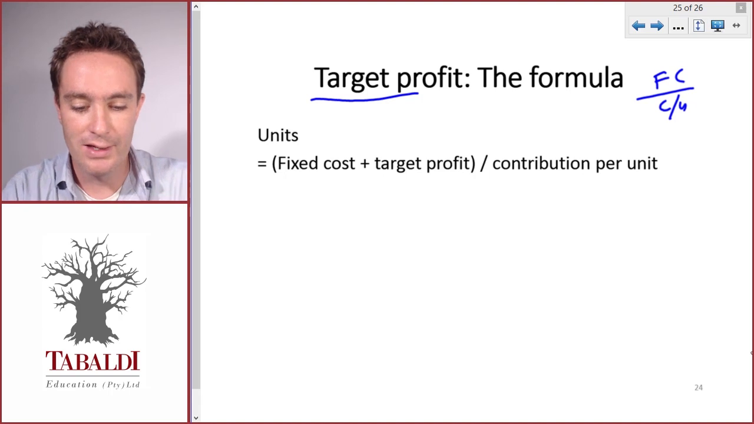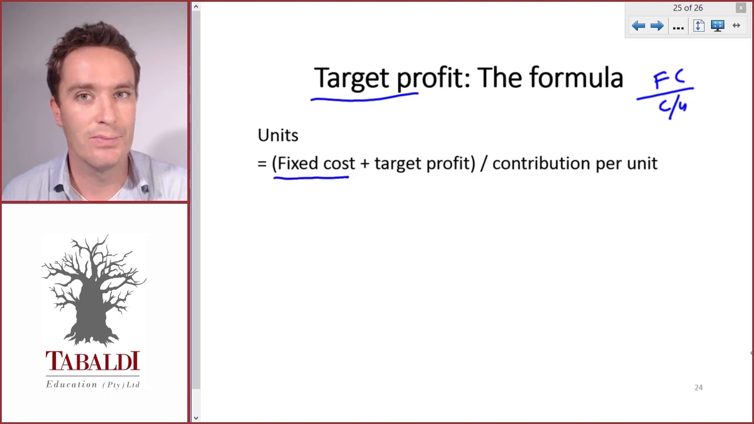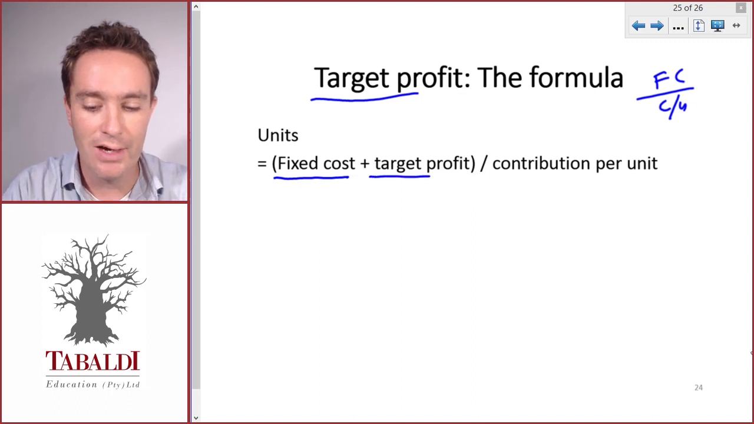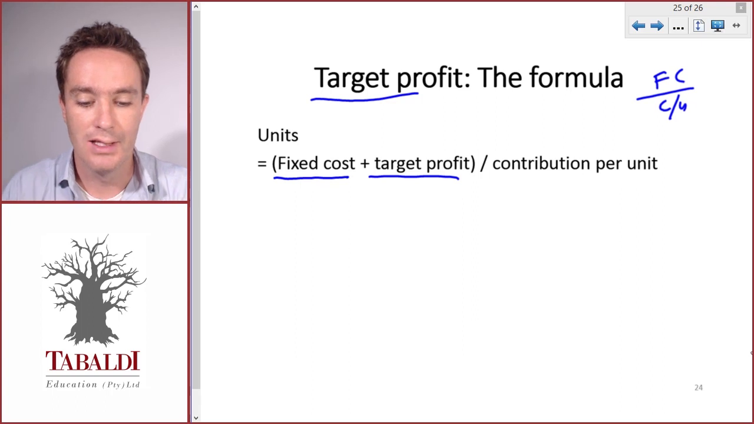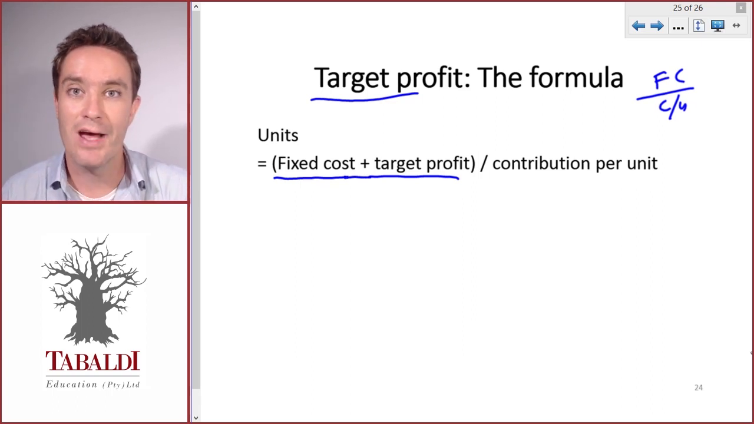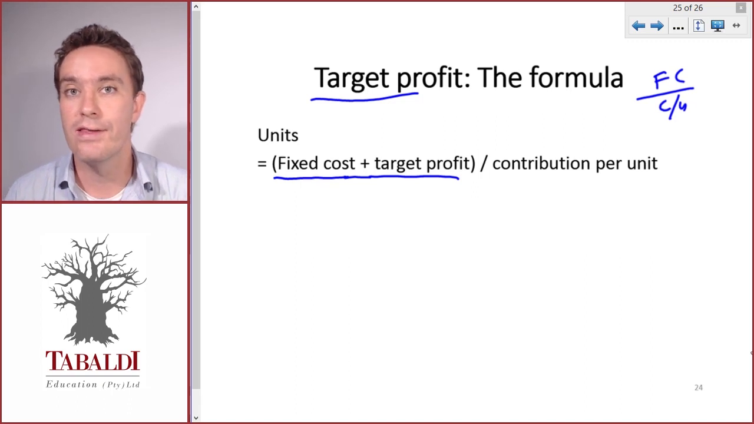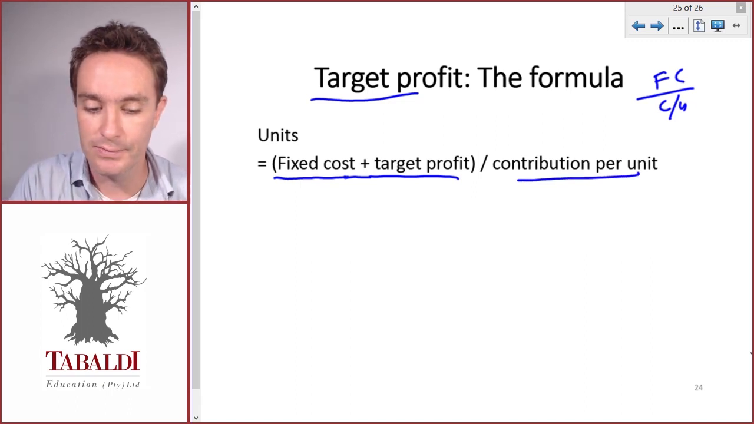So the formula then is fixed costs. So we need to cover the fixed cost with our contribution per unit, and we need to cover an additional amount, which is our target profit. So we'll add the target profit to the fixed cost, and now we have the amount that we need to cover with our contribution per unit.